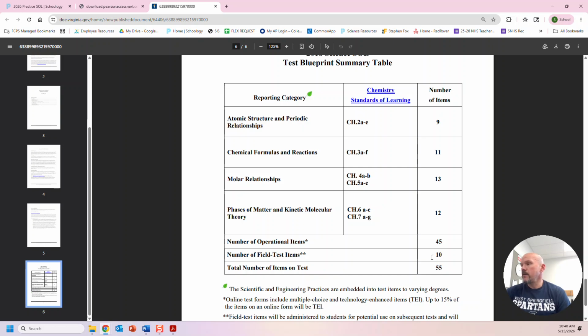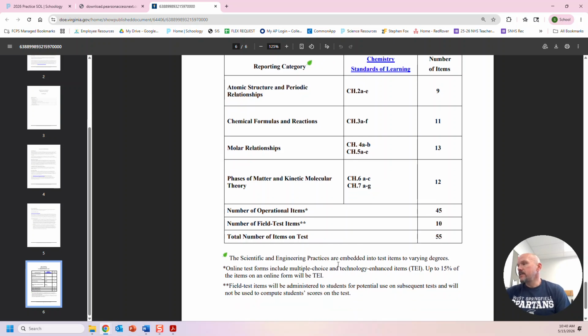So make sure you try your best on it, right? And the other thing to understand is on this practice SOL, you have 55 questions, and they tell you 15% are going to be what they call TEI questions. Those are technology enhanced items. Those are just non-multiple choice.